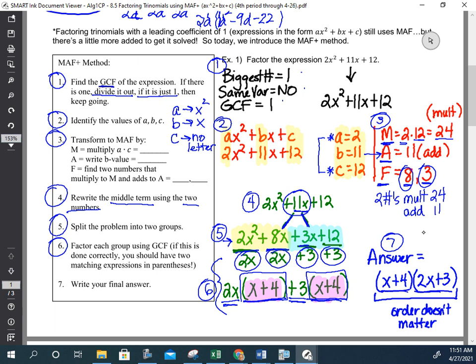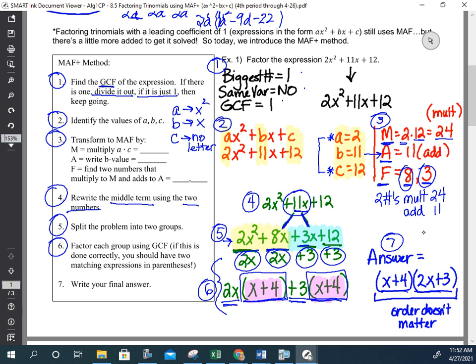We did examples 1 and 2 yesterday, in which we went through every single step. Find the greatest common factor. If there's a greatest common factor, divide it out. If it's just 1, then you keep going. Then we identified A, B, and C, transformed it into an MAF problem, rewrote the middle part, split it into 2 groups, factored using GCF, and then we were able to write our final answer.